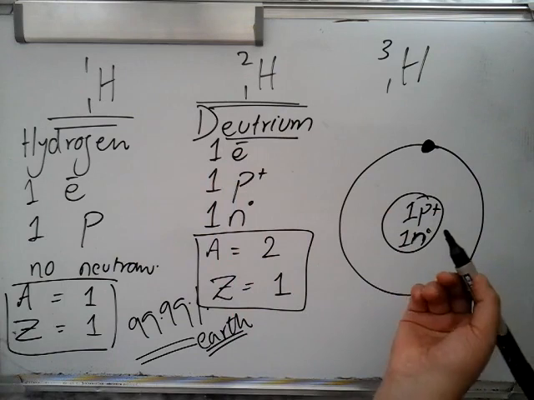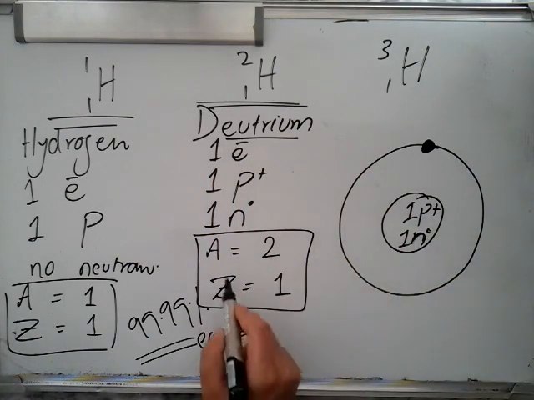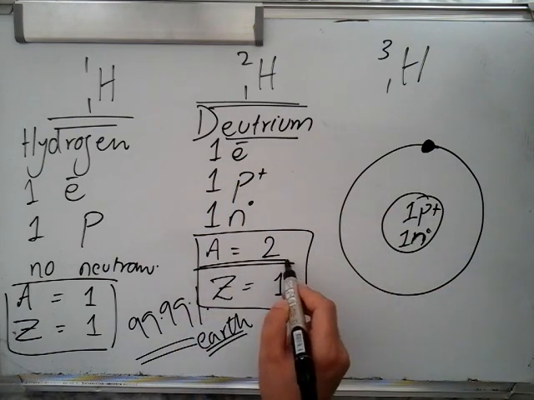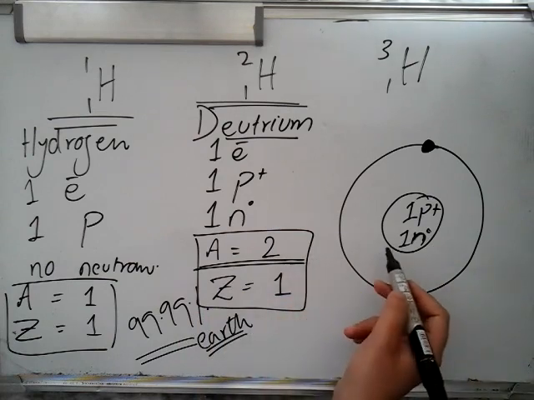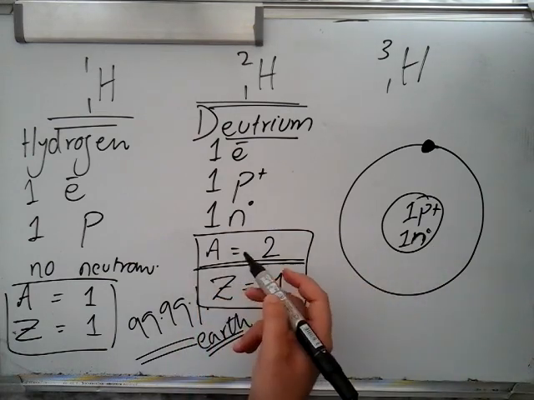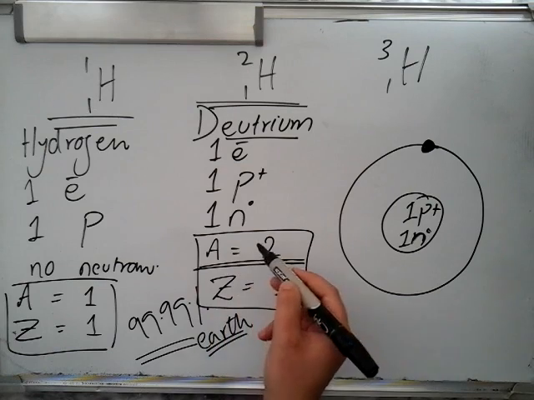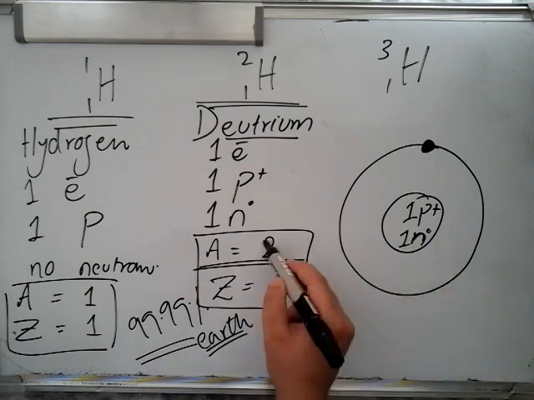So the number of neutrons has brought a change in the mass number. A change in the number of neutrons has brought a change in the mass. So the mass number got changed because of the neutron, and it is 2.